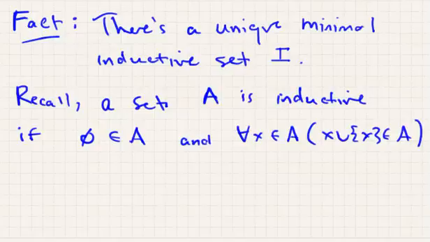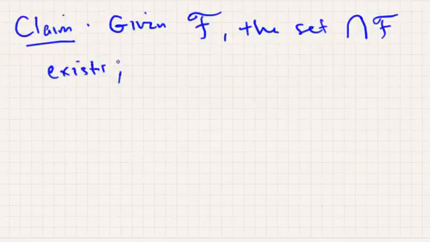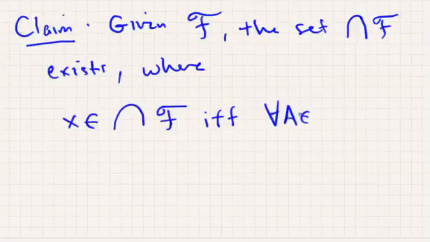So in order to do this, we're going to first state a claim. Claim: given a set fancy F, the intersection of F exists. And what do I mean by this? Where we have that X is in the intersection if and only if for all sets in F, X is in that set.